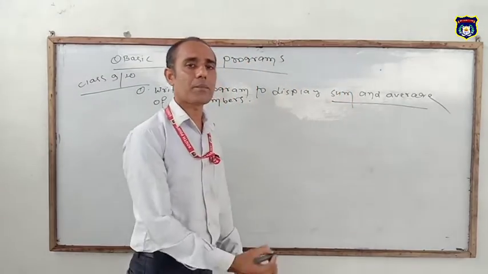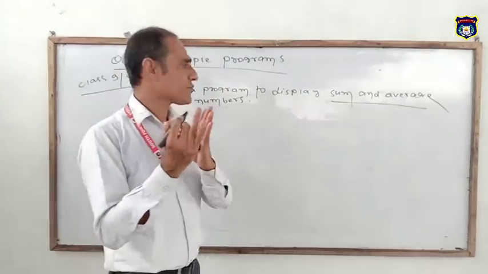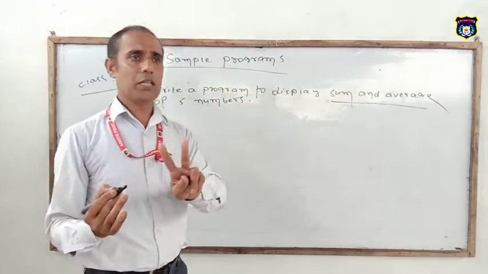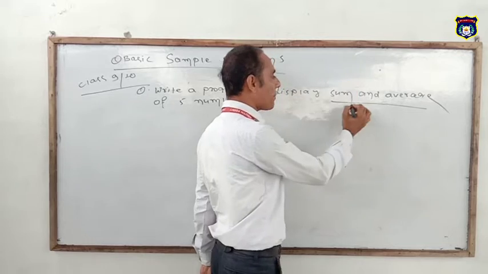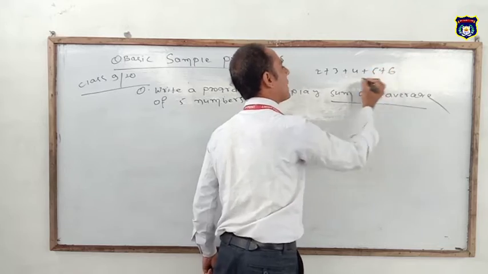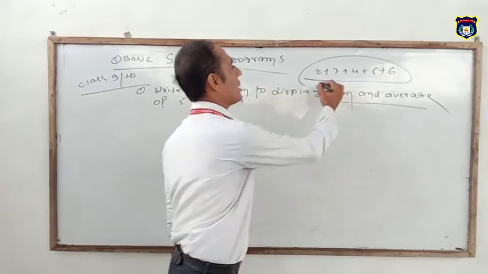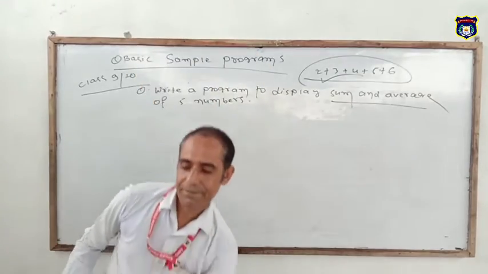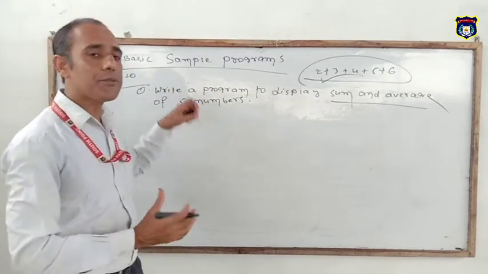First of all, before designing the program, you need to know the concept. Listen friends, terms and conditions, two things you need. If you don't know the terms and conditions, then you cannot design the program. What is the terms and condition of sum? That is 2 plus 3 plus 4 plus 5 plus 6, by using the operator. What is the terms and condition of average? The sum of total number of values divided by the number of values. Okay, so this is the program and we are going to design this program.